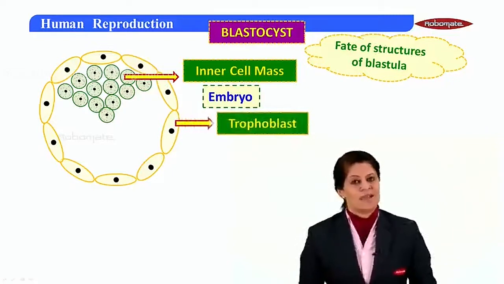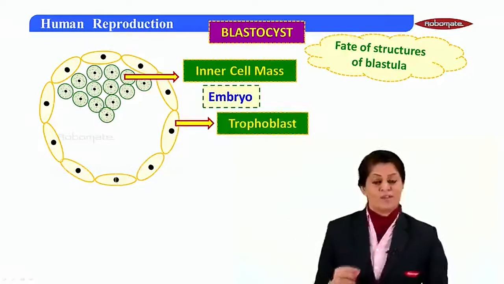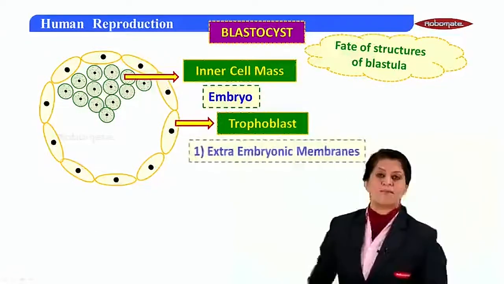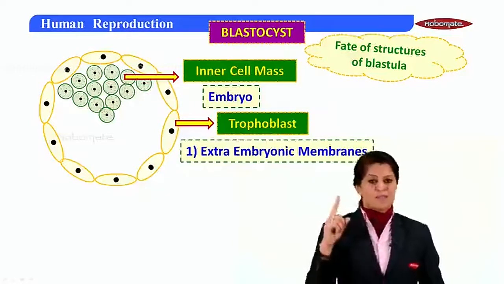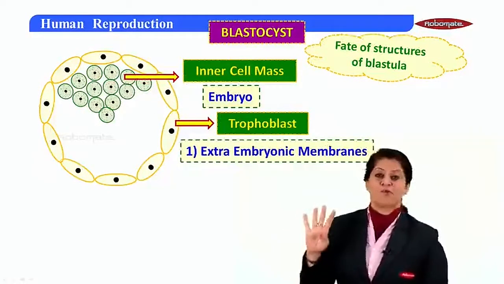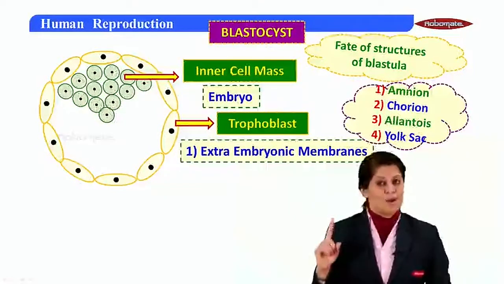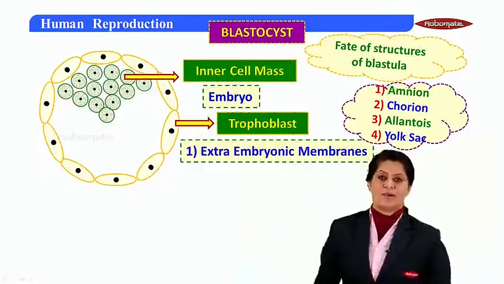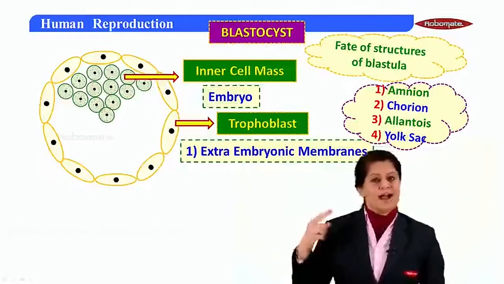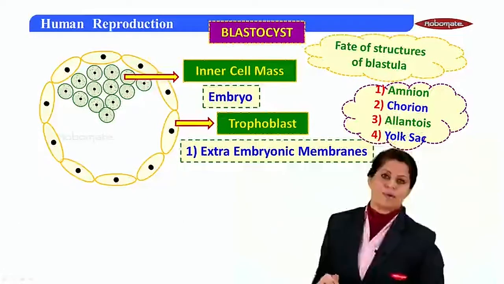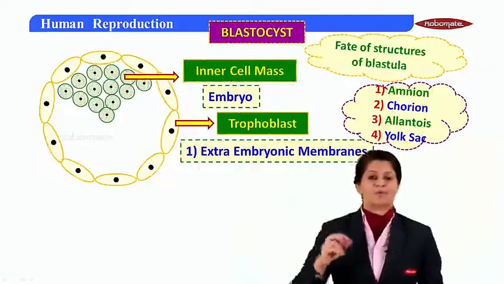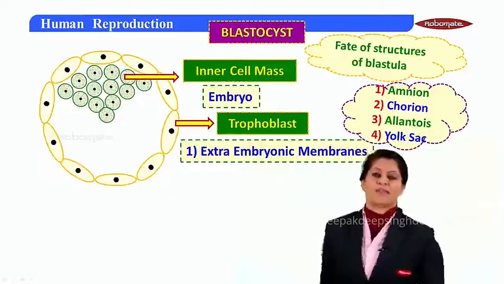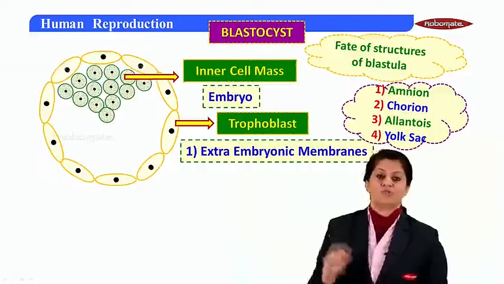Talking about trophoblast, students, trophoblast has important roles. This is the structure, students, which forms extra embryonic membranes. Now these extra embryonic membranes, in human there are 4 of them, namely amnion, chorion, allantois and yolk sac. These extra embryonic membranes are not directly involved in the formation of the embryo, but they help and support the embryo in some way or the other. So all of these 4 extra embryonic membranes are formed from trophoblast.